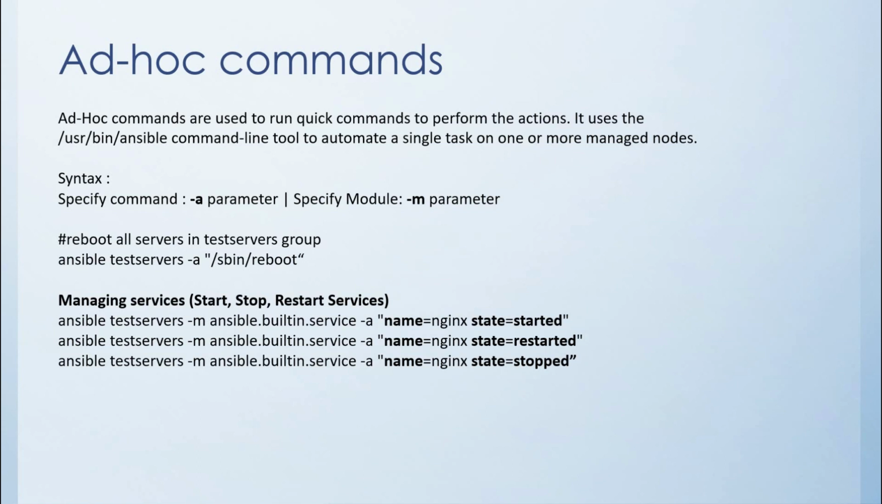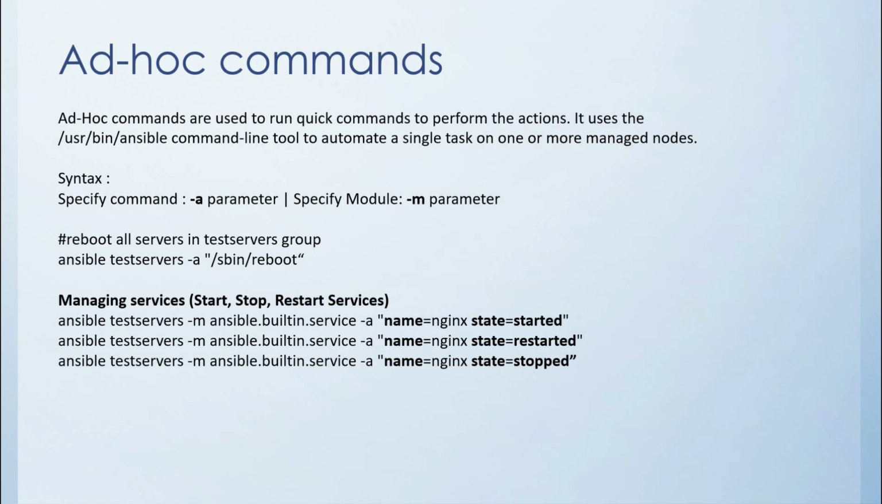Suppose you want to start an Nginx service. What will be the command? ansible, the host group test servers, hyphen m, what module, ansible.builtin.service, hyphen a, then the name of the service Nginx and the state equal to started. What will this command do? It will use the Ansible built-in service module, and in that ad hoc command, the name of the service is Nginx, and the state is started. So it will start Nginx on those 20 nodes under the test servers host group.